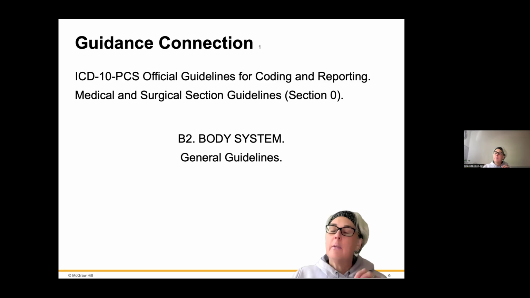The ICD-10-PCS official guidelines for coding and reporting specifically state Section 0, Guideline B2, Body System, under General Guidelines. The reason I'm highlighting this is quite simple. When you're unsure which body system to use, you don't guess. Never guess. You go back to the guideline and let the rules drive your choice. Let the rules be your navigator and your compass. This is the same habit you used in ICD-10-CM: look at the guidelines first, then the code selection. As we work through examples, we'll apply B2 to confirm we're in the correct body system before we move on to root operation and body part.